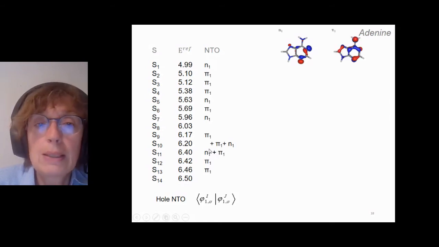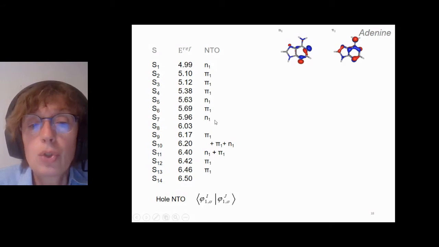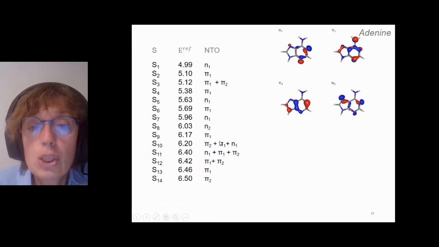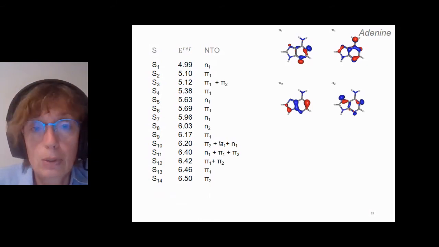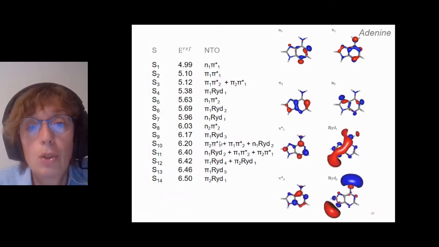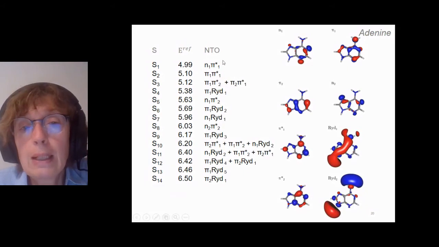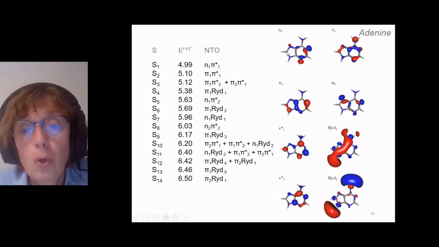We then do the same for the second orbital. This is a pi orbital. And also you can see that it contributes to different transitions. In this way, we can assign all the whole orbitals in the spectrum. Then we do the same for the particle orbitals, NTO, and assign the whole spectrum in terms of four whole and four particle orbitals.